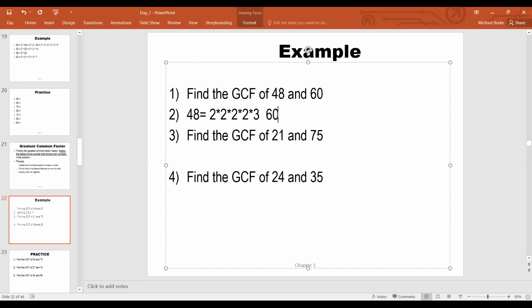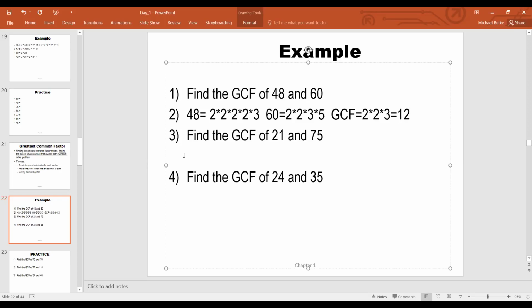Go over here to 60, we just did that. We've got 2, and that's 30, times 2. That gets us down to 15, times 3, times 5. 2 times 2 is 4, times 3 is 12, times 5 is 60. So what we have in common is two 2s and a 3. So the greatest common factor is 2 times 2 times 3, which equals 12.